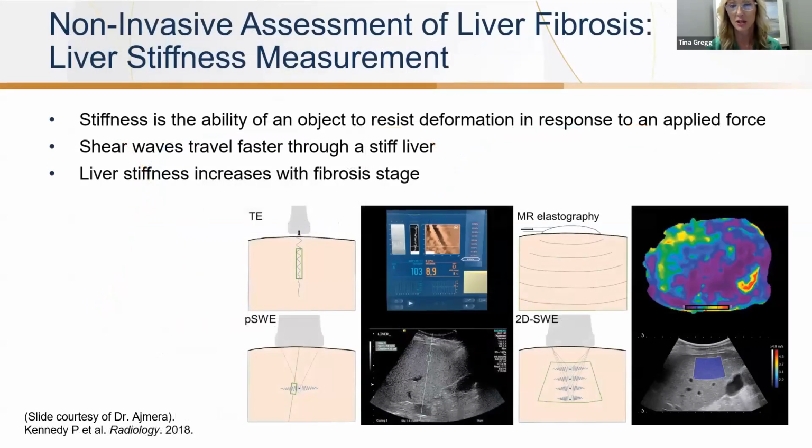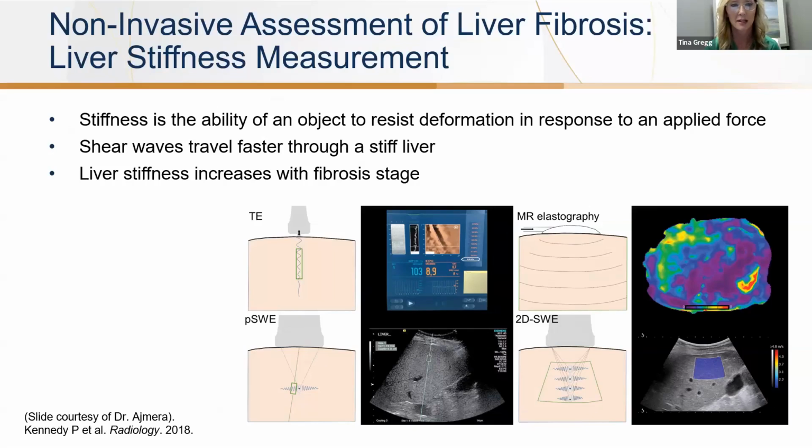Now we'll look at some imaging tests that are able to help us make determinations and assess patients for fibrosis. These include transient elastography, so that's the FibroScan, MR elastography, so MR-based FibroScan, similar information, point shear wave elastography, and 2D shear wave elastography. Both of those tests use regular ultrasound technology to make a determination.